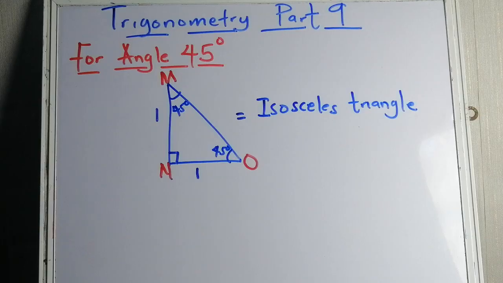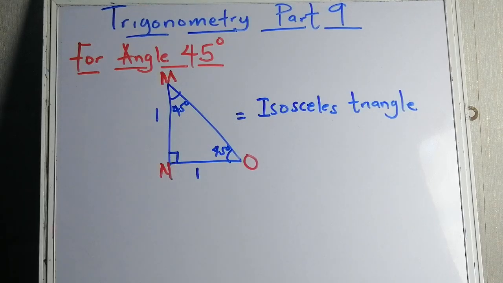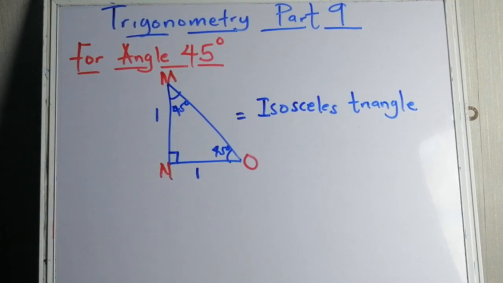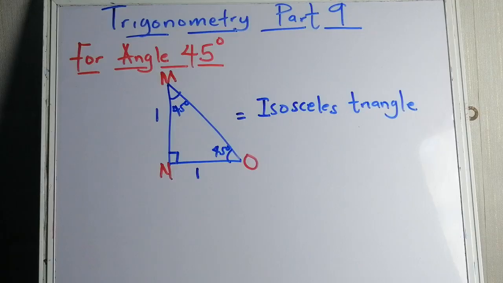For an equilateral triangle we use 2, 2, 2, but for an isosceles triangle it is 1, 1. So these sides are 1, 1, not the hypotenuse. You should know that the side facing the right angle is the hypotenuse. We don't know the hypotenuse, so what we need to do is use our Pythagoras theorem.